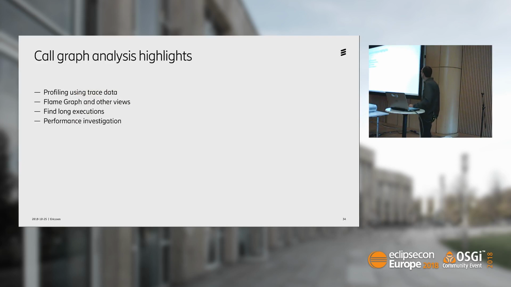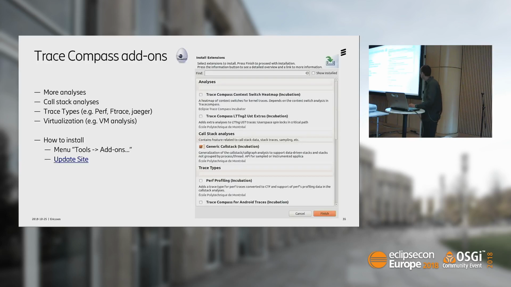Highlights: you can do some profiling using trace data, and you have various views for that, like the flame graph. I mentioned it earlier. I'll quickly come back to the Trace Compass add-ons from the incubator project right now. You get more analysis and more trace types. There's virtual machine analysis, container analysis in there, and Jaeger analysis, which I will go over a little bit later.